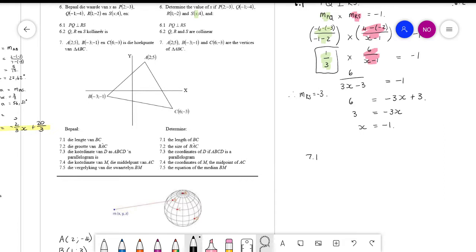7.1, easy points. Calculate the length of BC. Ek gaan gou vir jou 'n paar sekondes gee om te doen.